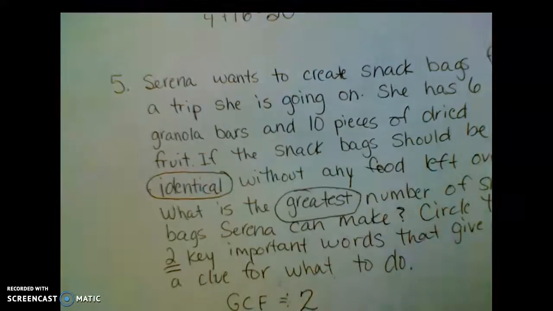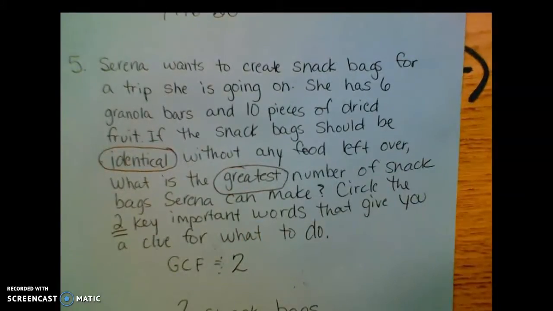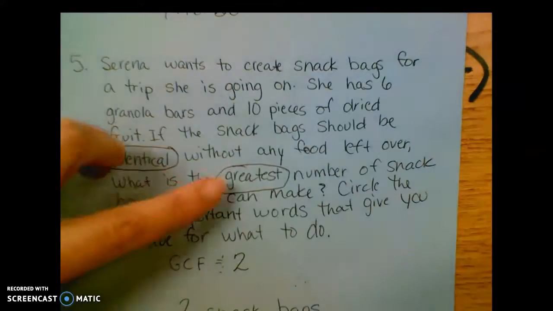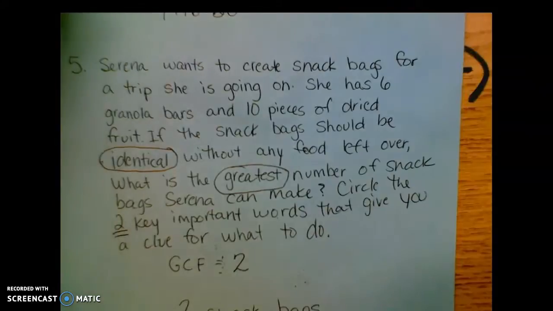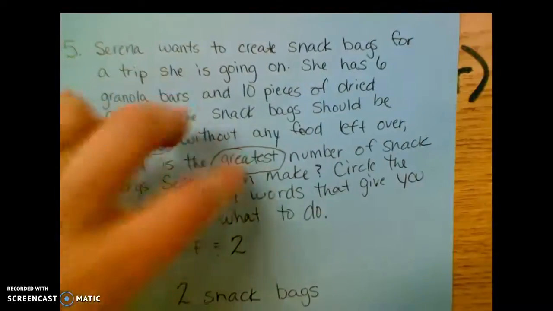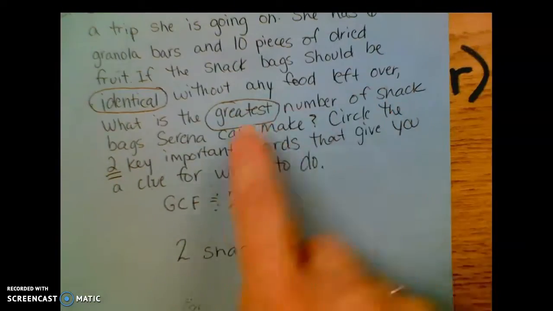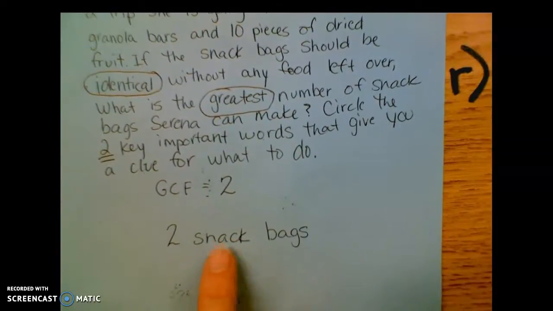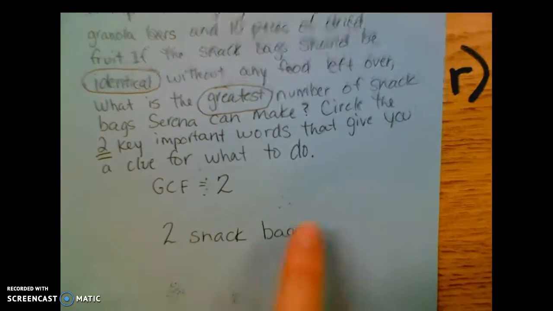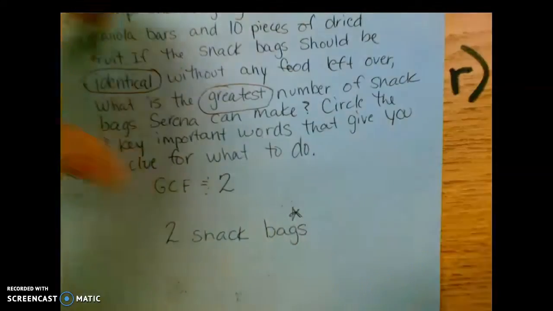This is a problem that was back from a previous unit where we had talked about greatest common factors, and anytime you see those words identical and greatest, that should lead you to go, oh yeah, I need to find the greatest common factor. So if you circled those 2 keywords, +1. And then you needed to answer it. What is the greatest number of snack bags Serena can make? It was 2 snack bags. If you put a label of 2 snack bags or bags, that's worth a punch today. You can put a star.